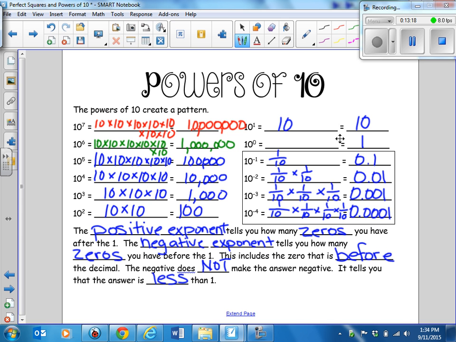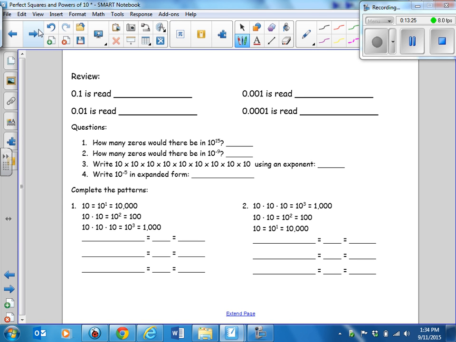Okay, if you need to, go ahead and pause the video now so that you can copy this, or you can go ahead and move on. All right, so let's review. This is read 1/10. The next one is read 1/100th. The next one is 1/1000th. And finally, the last one is 1/10,000th.